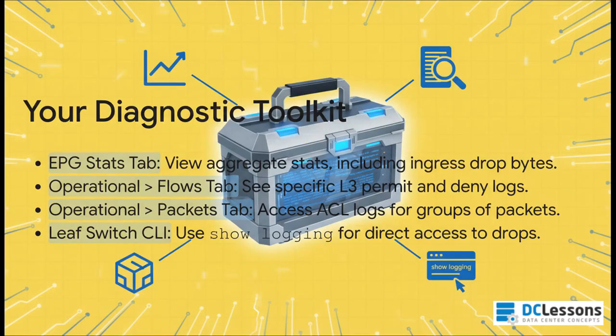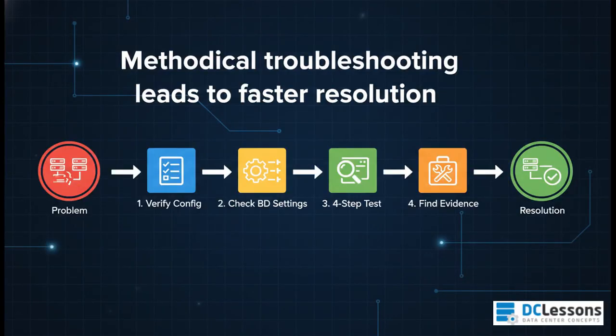So just to recap your toolkit, you've got this whole arsenal at your disposal. You can start high level with the EPG stats tab, then get really specific with the operational flows tab in the GUI, or you can go right to the source and get your hands dirty on the leaf switch CLI. You've got multiple ways to find the evidence you need. You know, if there's one thing to take away from all of this, it's that troubleshooting ACI shouldn't be a random, panicked process. The fastest path to fixing a problem is to be methodical. Verify your config, check your BD settings, run through that 4-step checklist, and then use the built-in tools to find the evidence. It works every time.